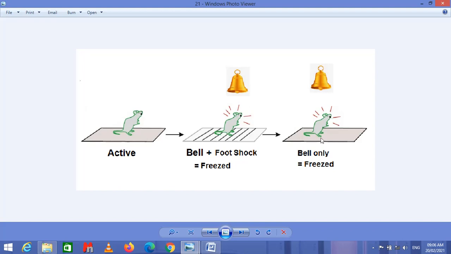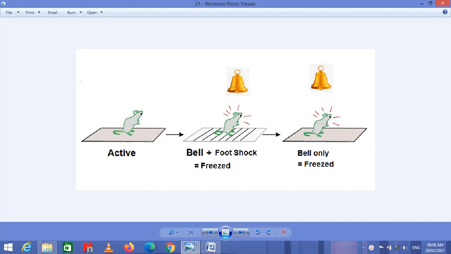Still, this mouse is showing the freezing response. Why is this mouse showing the freezing response? Because this mouse has stored the information of fear regarding the foot shock in its amygdala. So after hearing the bell, he assumed himself to be in danger in stressful conditions, so he showed the freezing response.